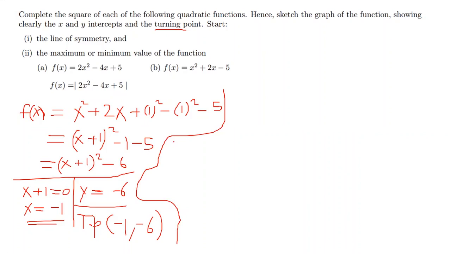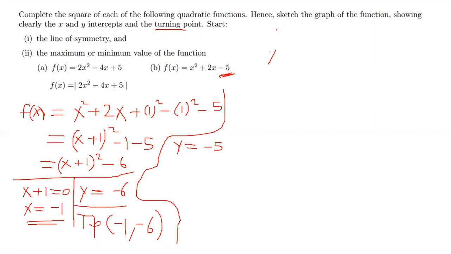So the y-intercept, like I said, you just get the constant. The constant here is negative 5, meaning it's going to cut the y-axis at negative 5. Now, how do you find the x-intercepts? For the x-intercepts, you equate what you've been given here to 0. What you have found here after completing the square, you equate it to 0.